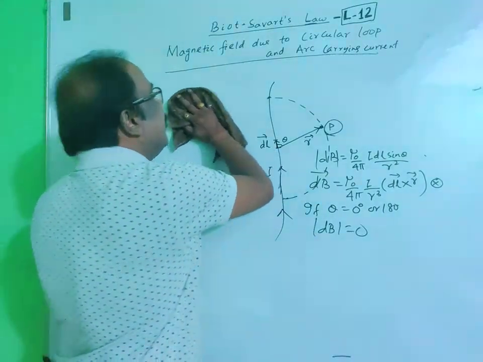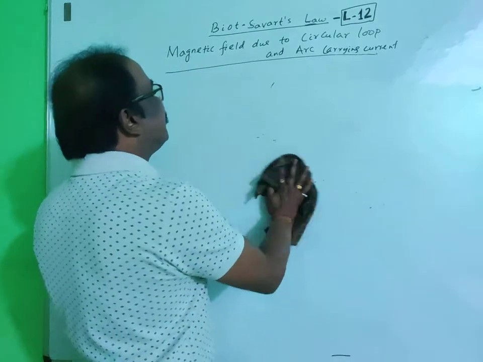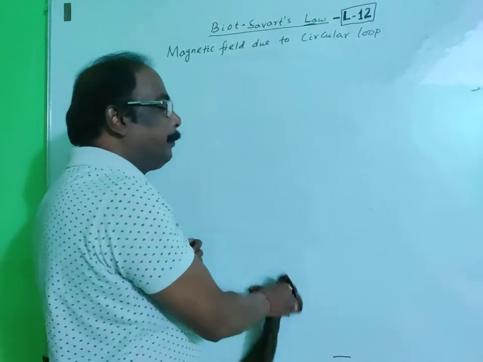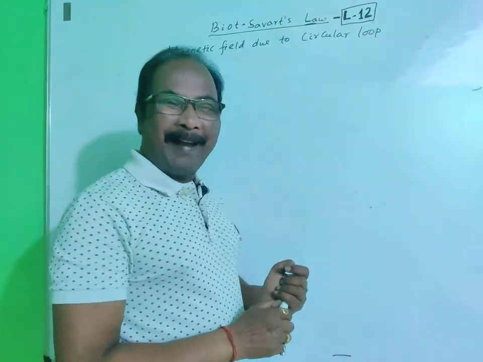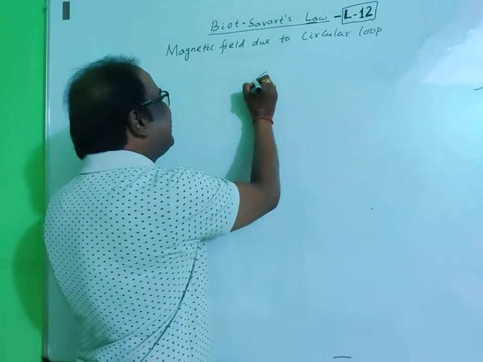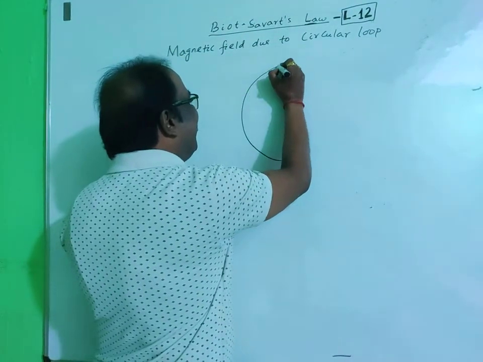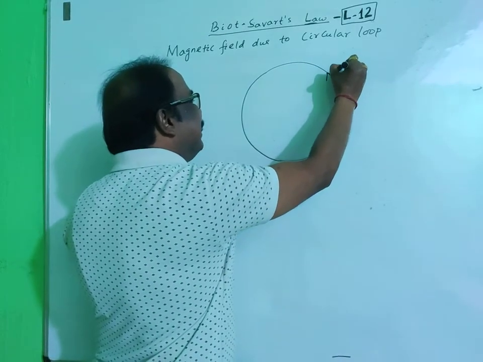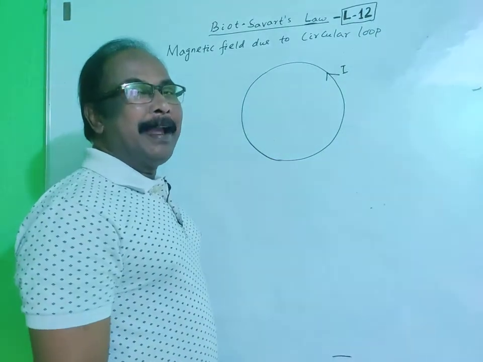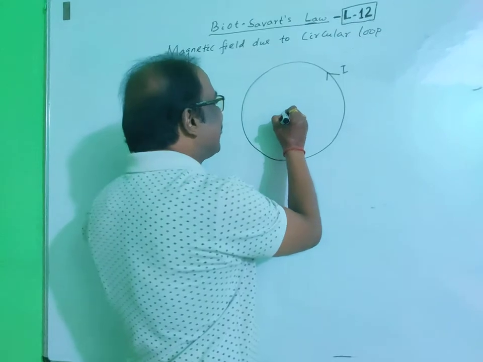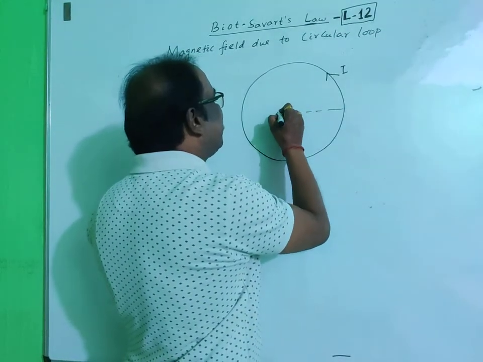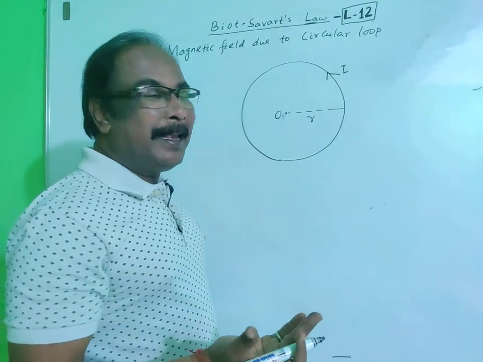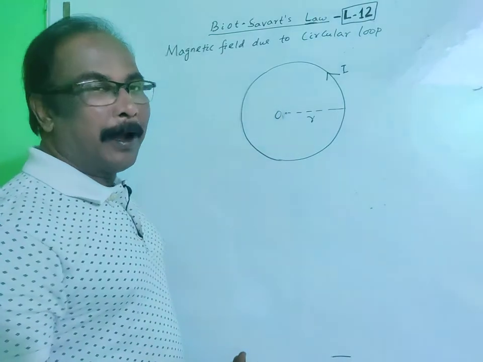First, the derivation of magnetic field due to a circular loop. First let's consider a circular loop carrying current, then we will go to the magnetic field due to an arc. So let's consider this is a circular loop which carries current I. I have taken current in anticlockwise order, and the radius of the circle is R. Then we have to get the magnetic field at the center of the circular loop.